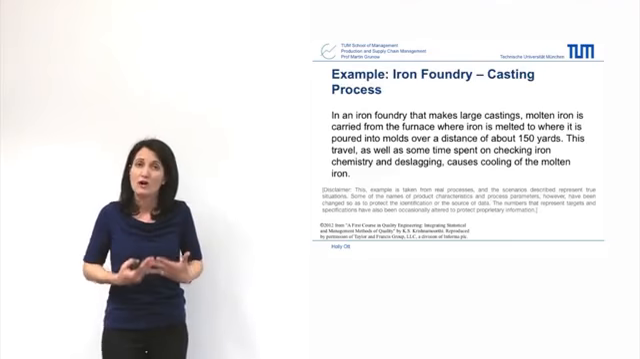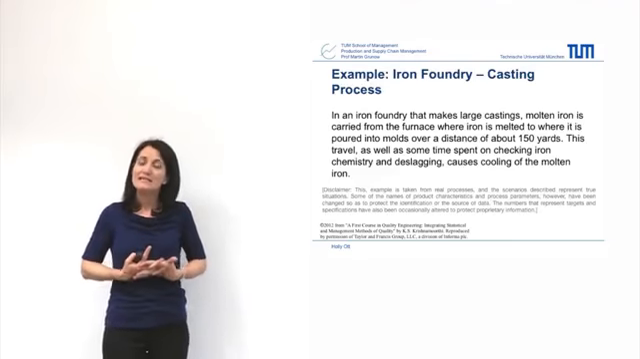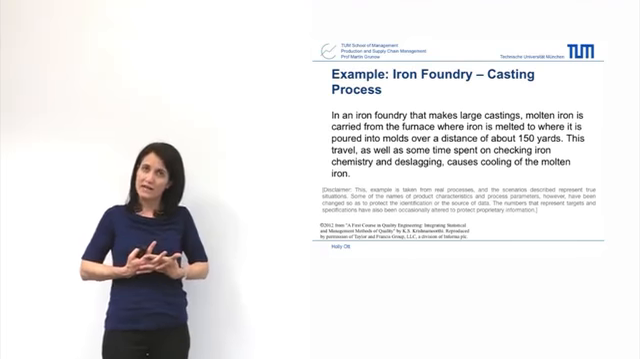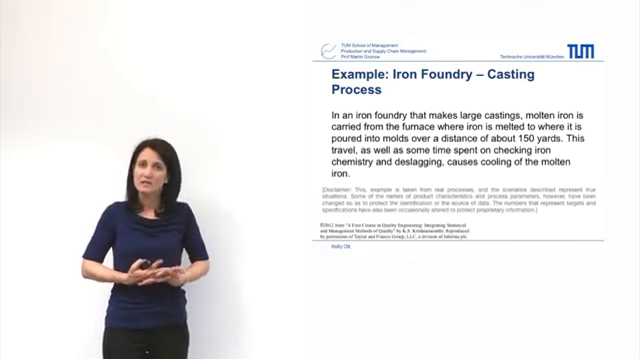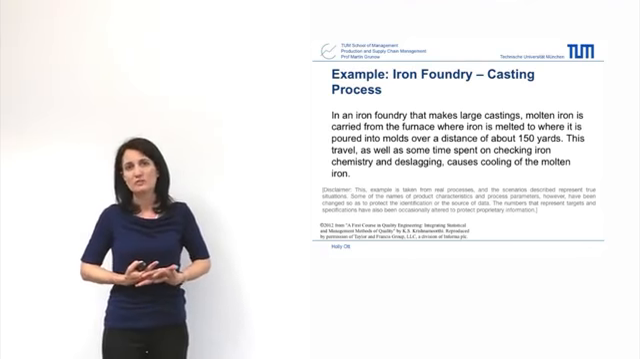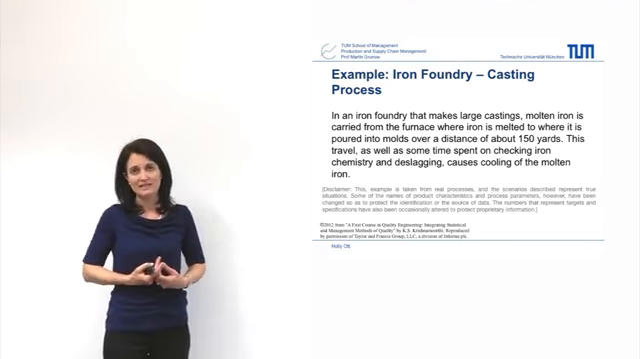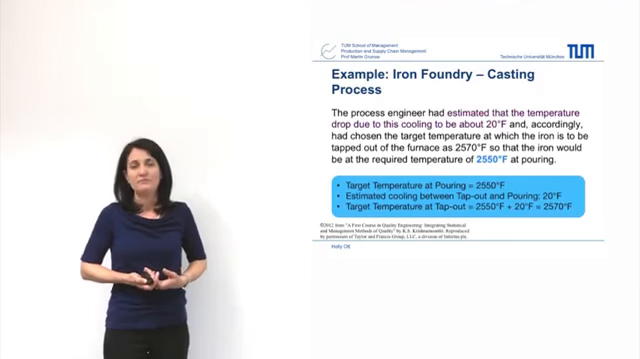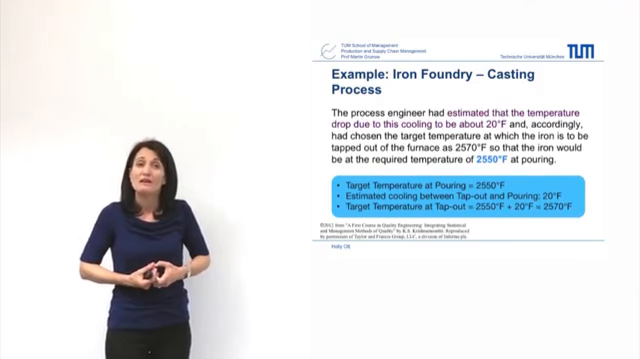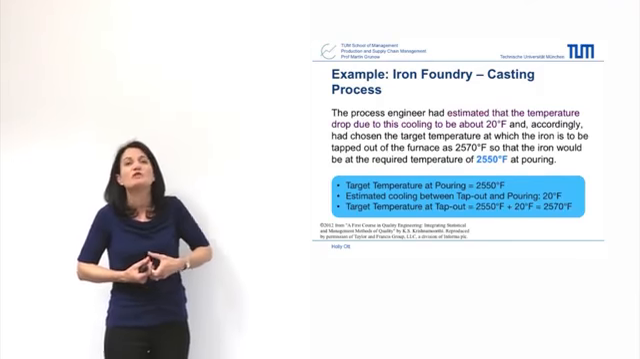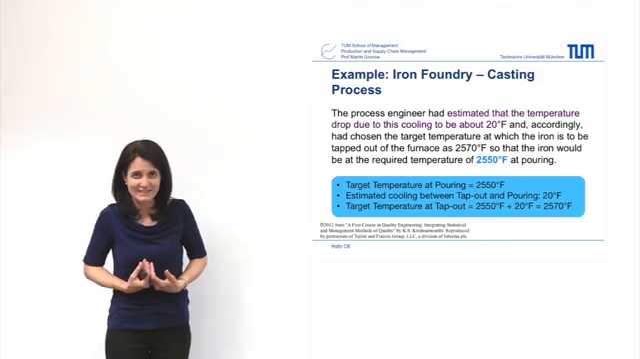So what we want to do now, we want to show you a case study from our textbook, and we want to show you how you can use the histogram and the box and whisker plot, and how you would start to look at this data. So this is a case study about a foundry, an iron foundry which makes very, very large castings.